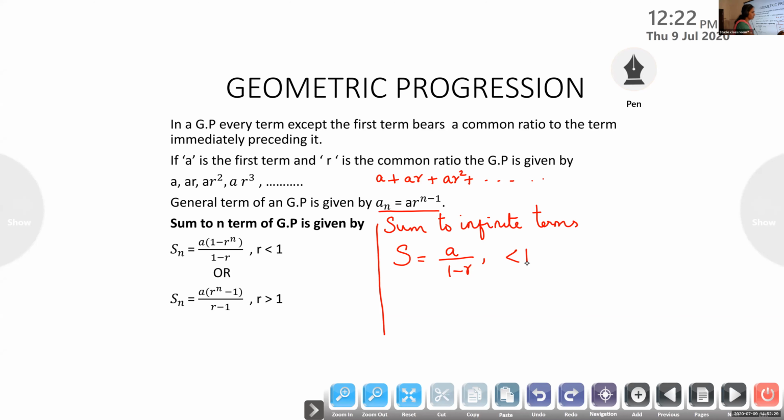This is the case when r is less than 1. And in the second case, you will get a by r minus 1 if the common ratio is greater than 1. So these are the formulas to find the sum when an infinite sequence is given. Is it okay? So note down these two formulas.